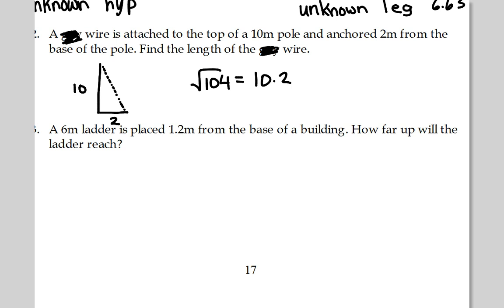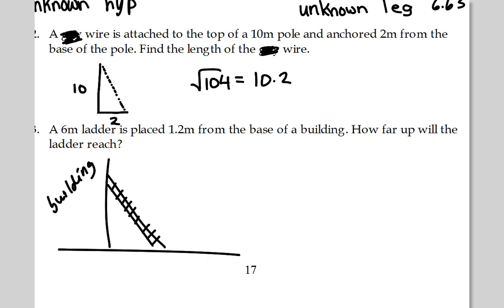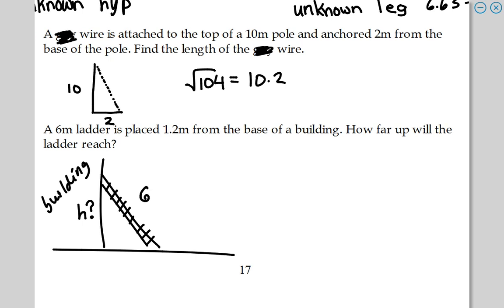Now the next one, you have a 6-meter ladder, and it's placed 1.2 meters from the base of a building. So you have some building. This is some building. I don't know. And then you got this ladder, like this. How far up will the ladder reach? So what you're looking for is some height. It's a 6-meter ladder, and it's 1.2 meters from the base. So this one's a short side. So remember, you can't add on this one. You have to subtract. So go ahead and try this now.